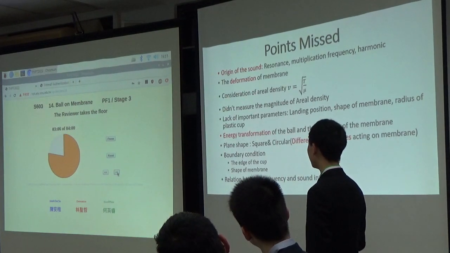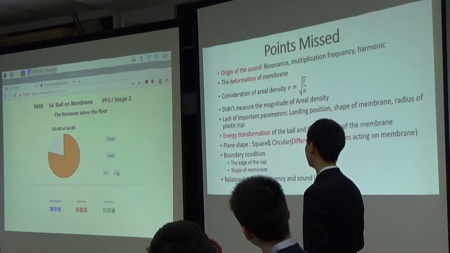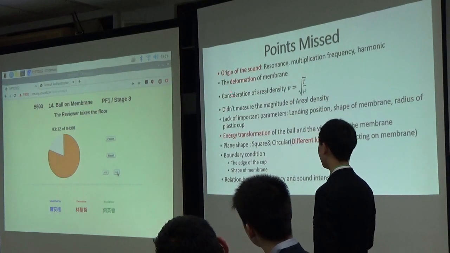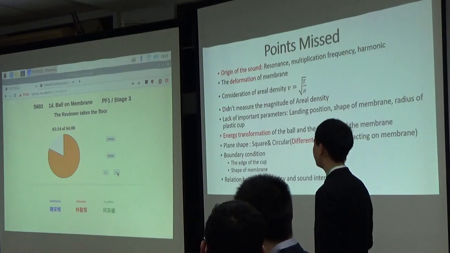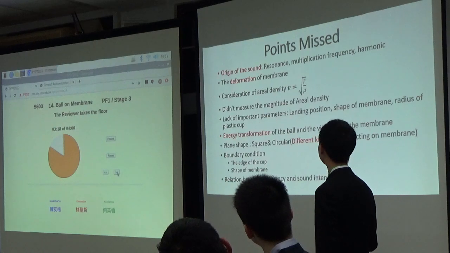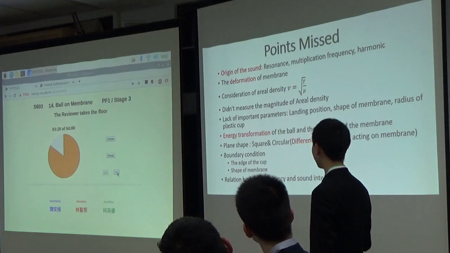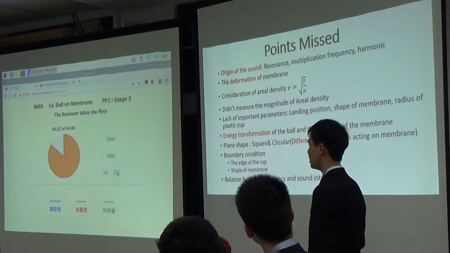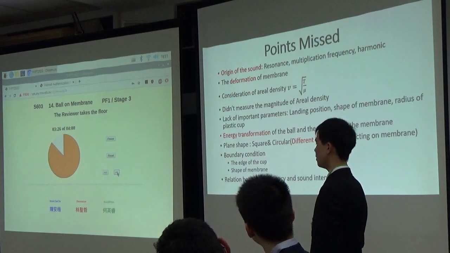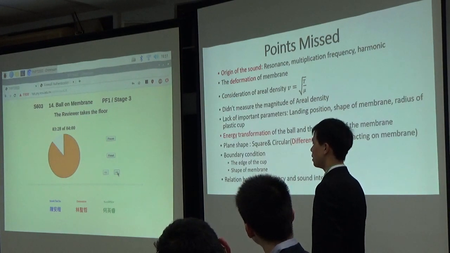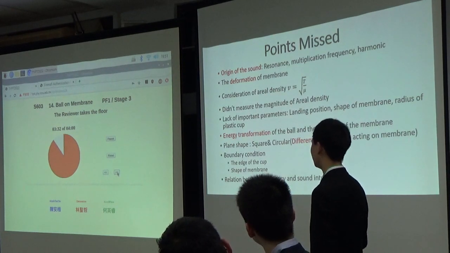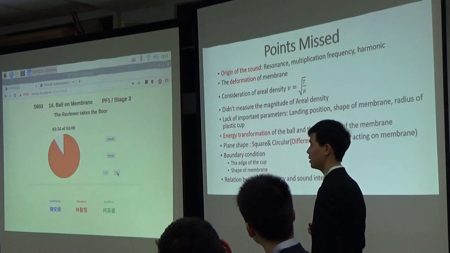And in his experiment, he did not consider the areal density, which would affect the wave speed a lot. And he also didn't measure the magnitude of the areal density. And there's a lack of important parameters such as landing position, shape of the membrane, and radius of the cup. And they did not discuss well the energy transformation of the ball. For the shape part, I believe that different kinds of waves act on different kinds of membranes, such as square and circular.